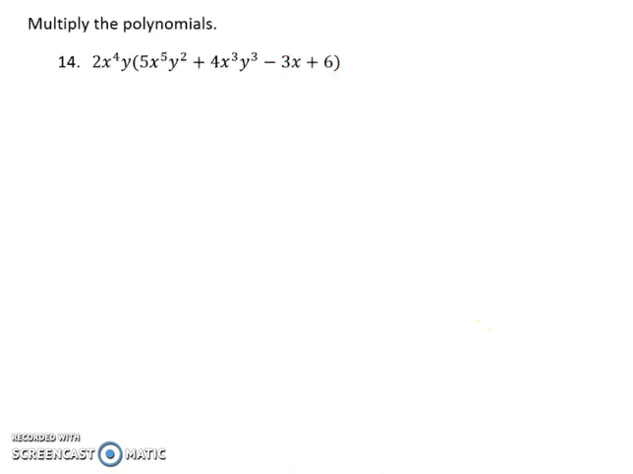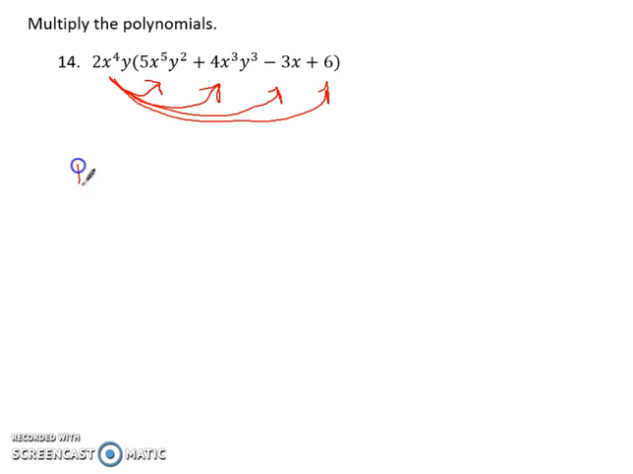Let's look at our next problem. We have to multiply the polynomials. And what we have to do with this question here is distribute the term on the outside of the parentheses to each term on the inside of the parentheses. And so we're going to start off with multiplying this 2x to the fourth y times 5x to the fifth y to the second. We have to multiply the coefficients.